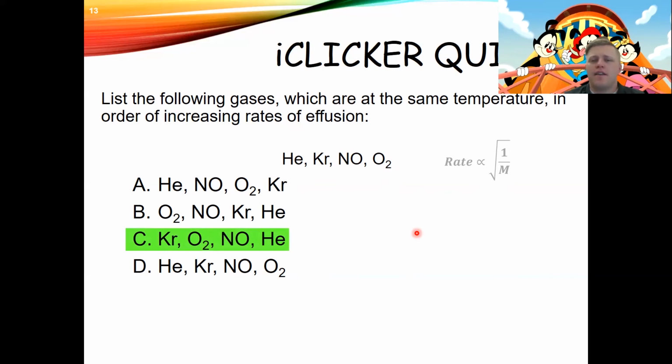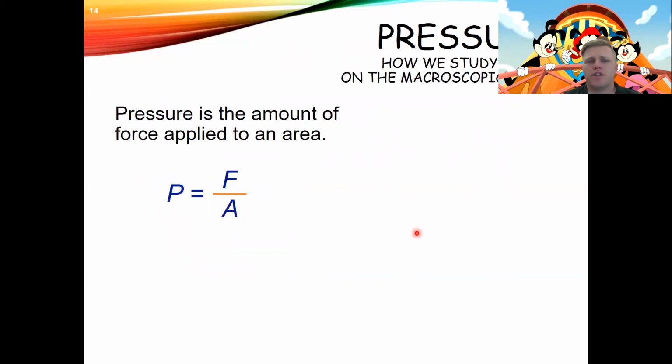All right, so we've spent a lot of time talking about speeds and rates. Now let's talk about one last thing, which is pressure. So pressure is the amount of force applied to a given area. One common unit of pressure is pounds per square inch.